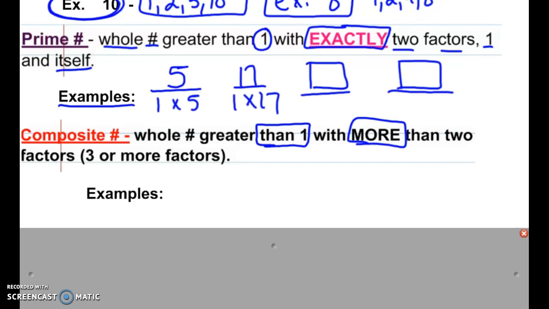Alright, so let's list some examples. Pause your video and write examples neatly on your paper. The first one we're going to start with is 12. I want you to write down the number 12. Pause your video and write it down.